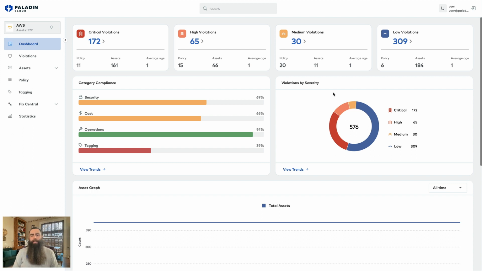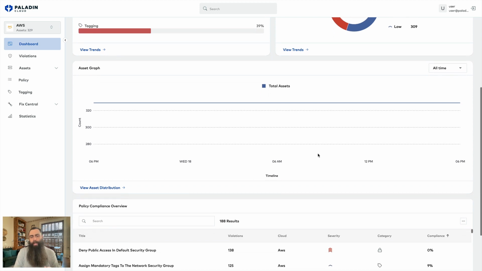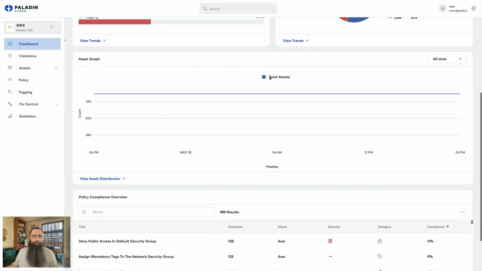We also have visibility into our total violation count and get a nice breakdown of the proportion of severity from our different violations. This graph plots the total amount of assets that we have in our environment and charts those over time. Being a demo, we only have a day's worth of data here, but once run over time, this can provide valuable information that you can use to understand the cycle and trends of your asset usage.